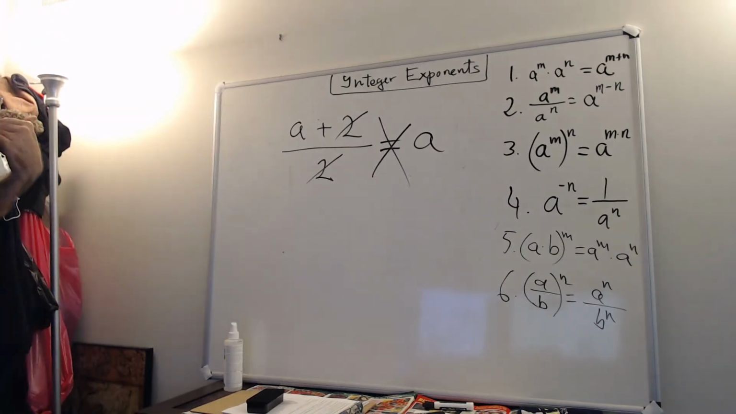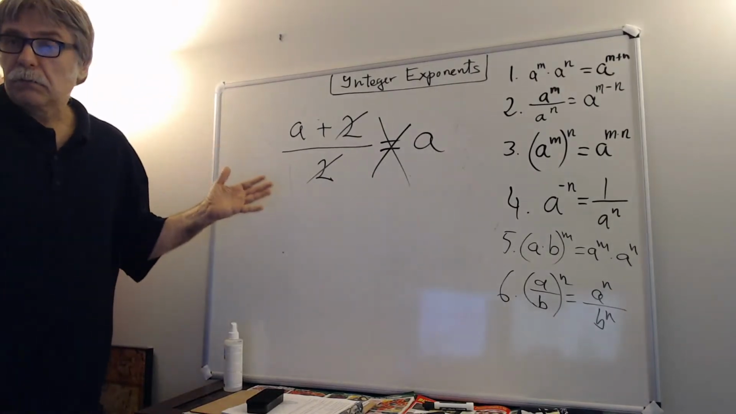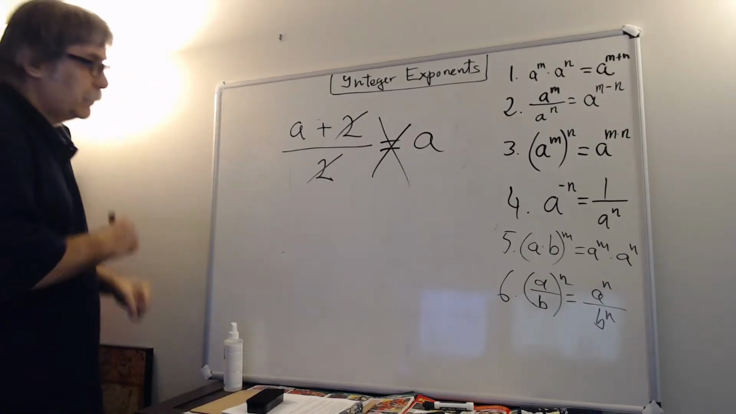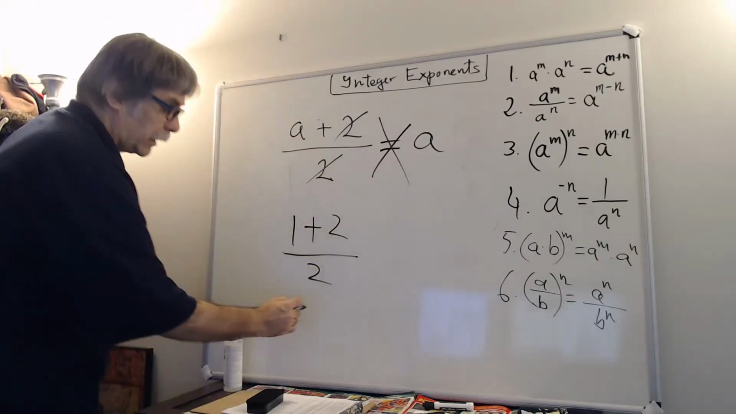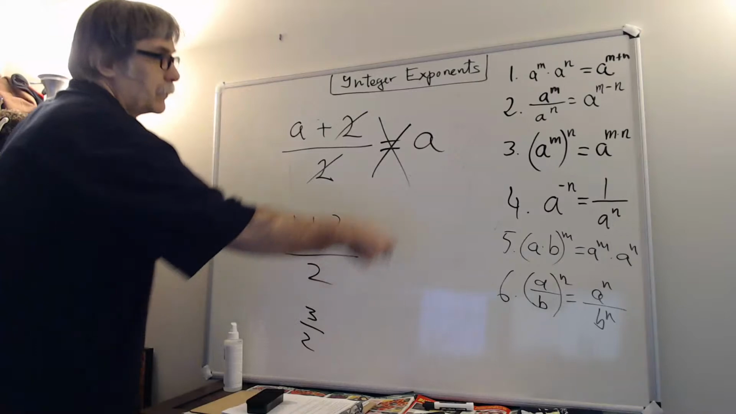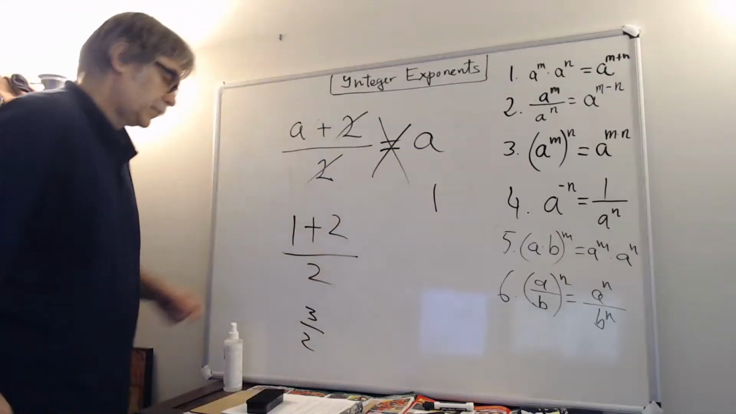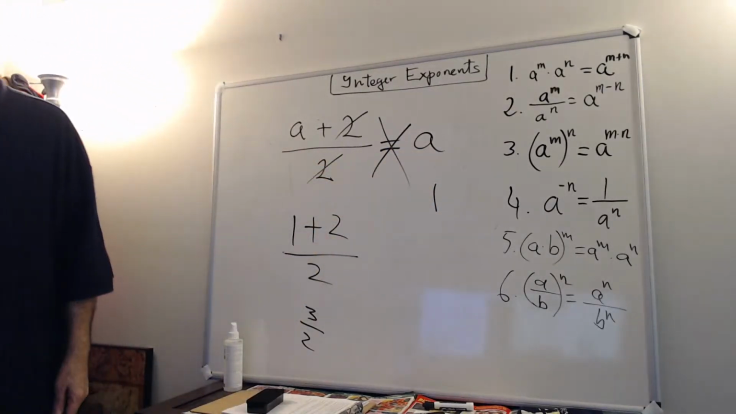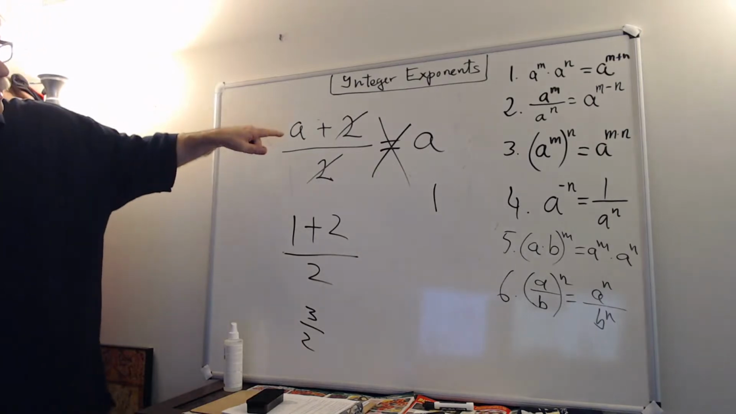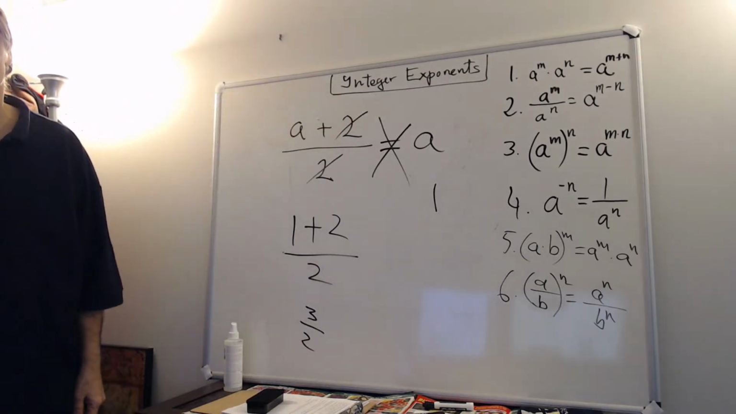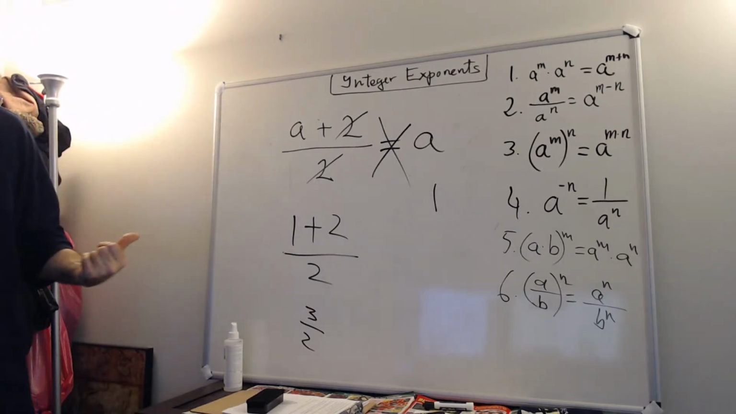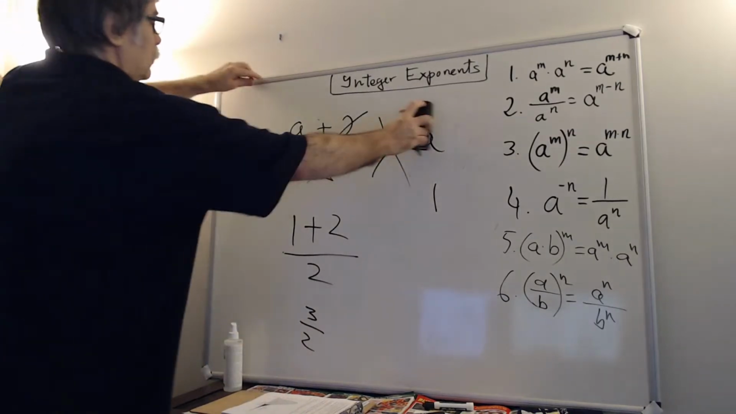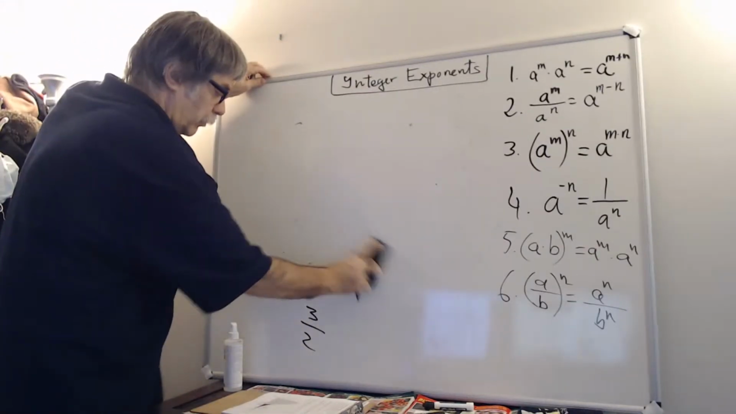And if you don't believe me, take some number here. 1 in place of a. 1 plus 2 divided by 2. What was that? That's 3 halves. And this is 1 here. 3 halves and 1 are not the same thing. So you have 3 halves here, and you get 1 over there. So again, when you're using cancellation, make sure you know what a cancellation is about. Cancellation is actually a division or a reduction.